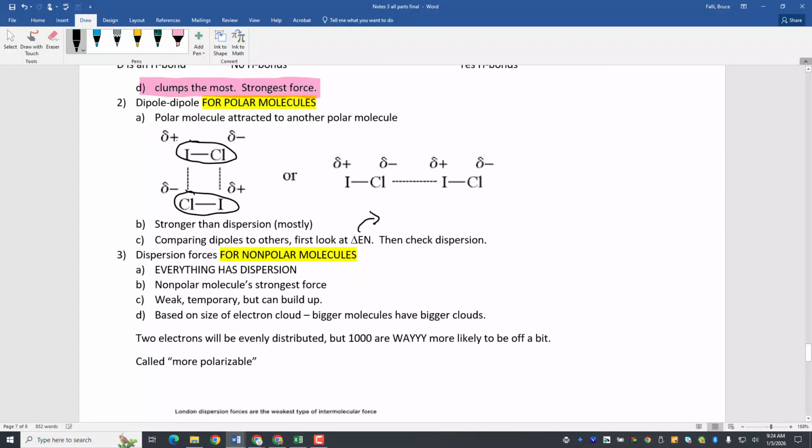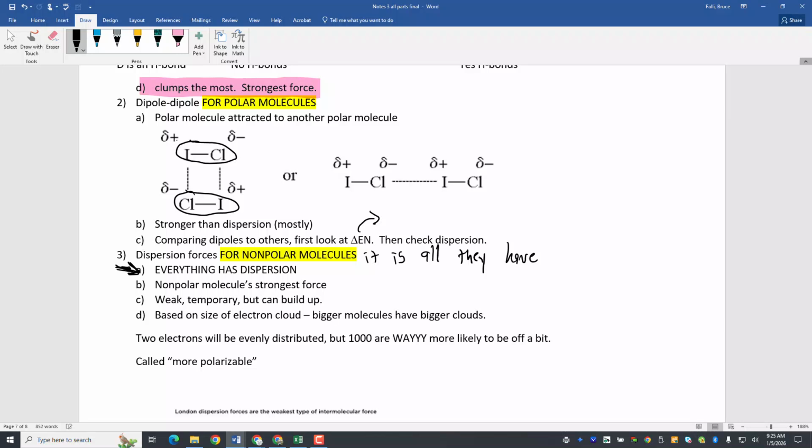Dispersion forces are for nonpolar molecules, but everything has dispersion. Dispersion forces for nonpolar molecules, it is all they have. So this is a nonpolar molecule's strongest force. It's weak and it's temporary, but it can build up. It's based on the size of the electron cloud. Bigger molecules have bigger clouds.